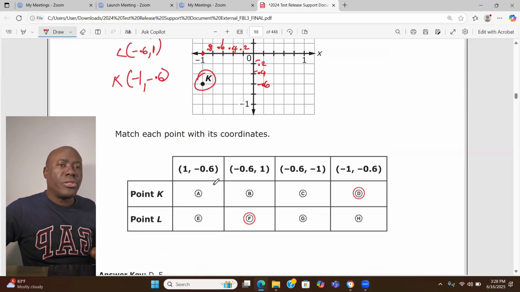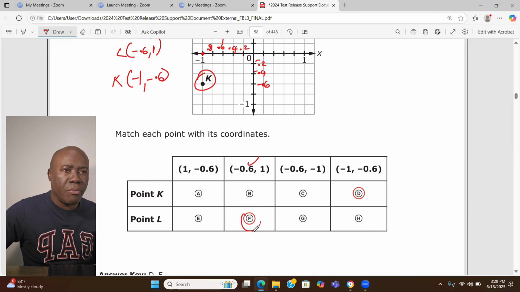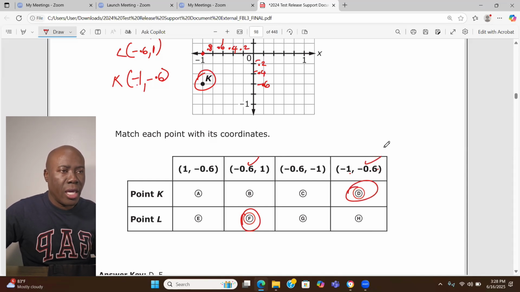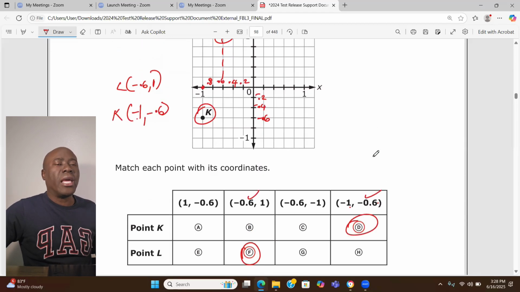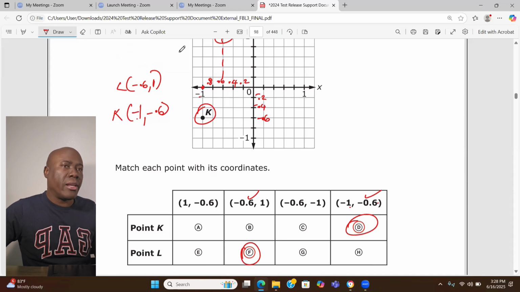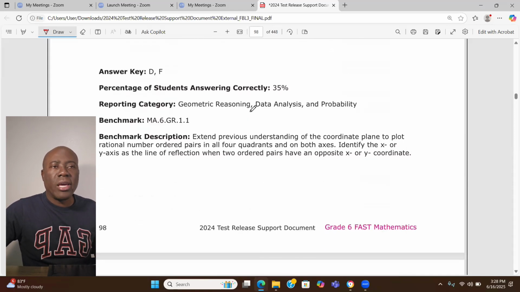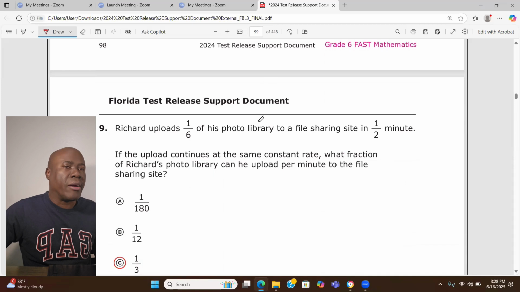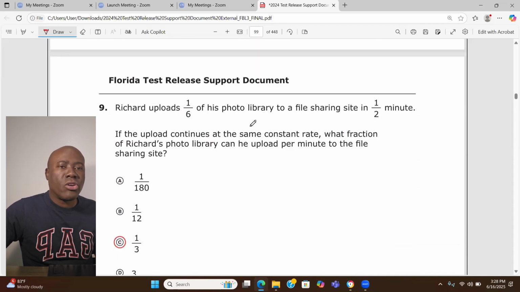All right, so let's look. We're looking for L to be negative 0.6, positive 1. You could see right here, this is for L, right? And then for K, it's -1 and then negative 0.6, this. So K would have been that. So basically, it's about reading your coordinates. Make sure that you look at the scaling. You could see that the 1 and the -1, they're very far. So you have to be careful with what you're doing there. You have to pay attention to the details. Let's go to number 9.